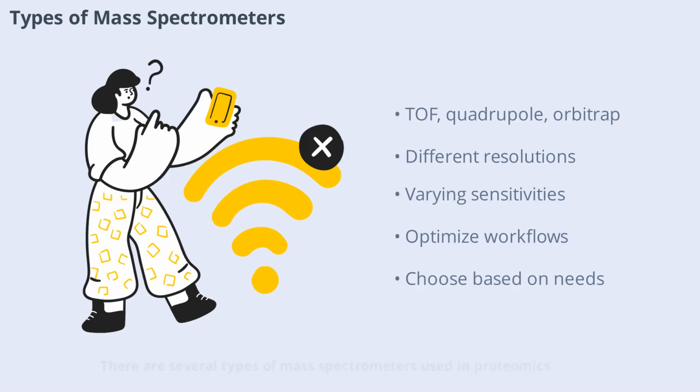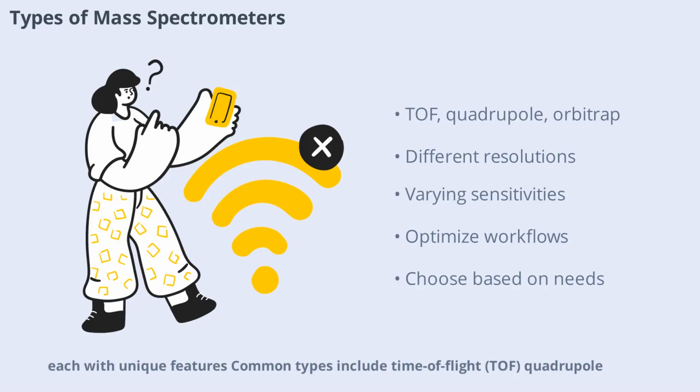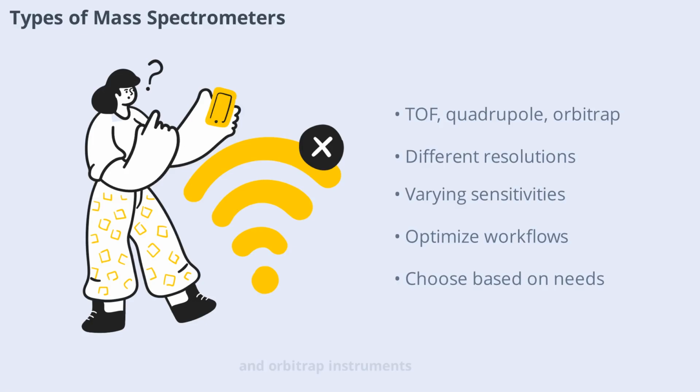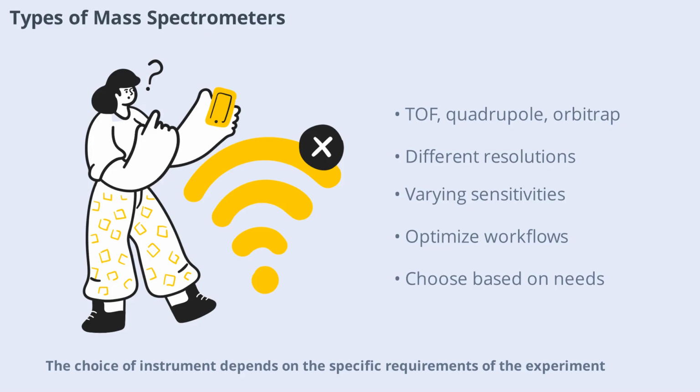There are several types of mass spectrometers used in proteomics, each with unique features. Common types include time-of-flight (TOF), quadrupole, and Orbitrap instruments. Each type offers different advantages in terms of resolution, sensitivity, and speed. The choice of instrument depends on the specific requirements of the experiment, such as the complexity of the sample and the desired level of detail. By selecting the appropriate mass spectrometer, researchers can optimize their proteomics workflows for the best results.